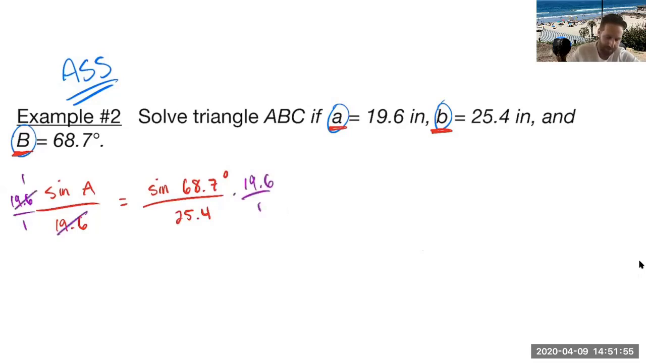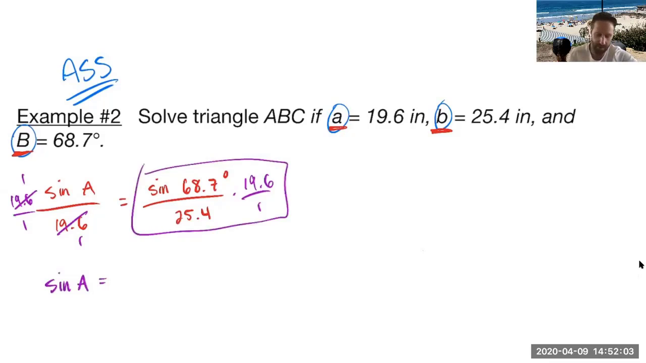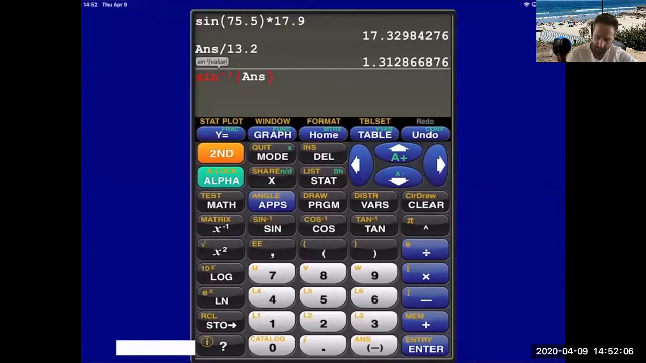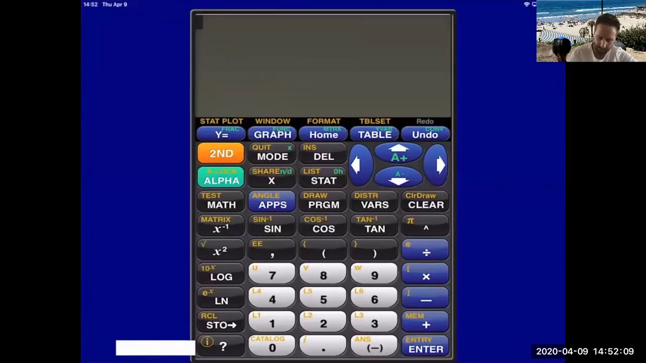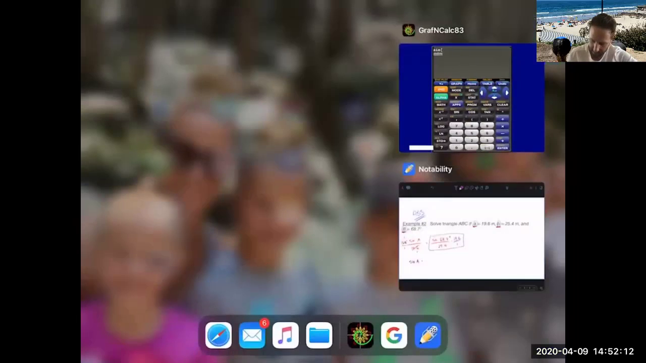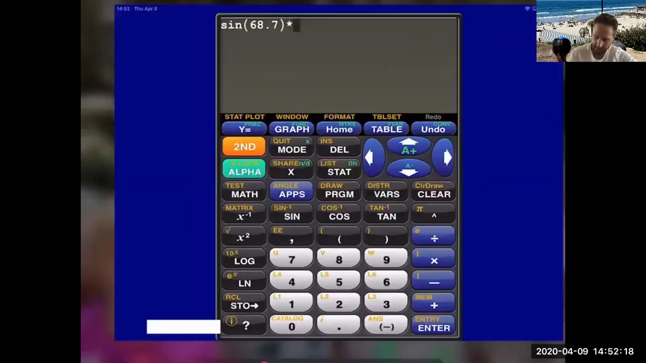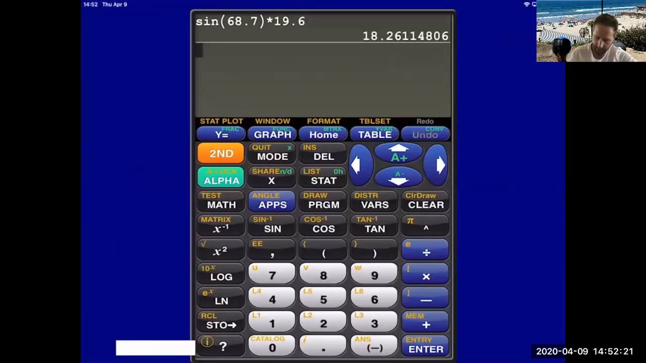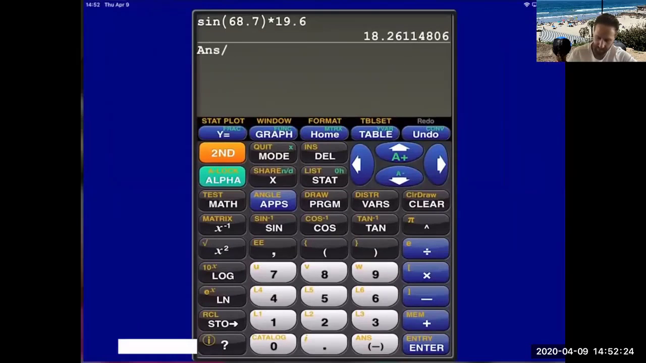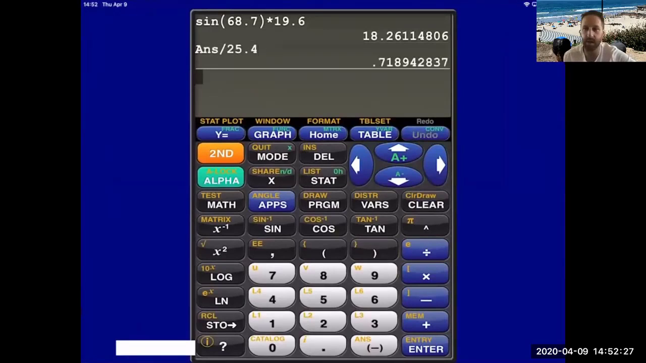By multiplying both sides by that 19.6, they will cancel out, and I'll get the sine of A is equal to whatever this big number is multiplied out. So again, I'll go to my trusty calculator and work this out. I'm going to start with the sine of 68.7, and I'm going to multiply that by the 19.6. Then we have to divide it by the 25.4. This time, notice we got a number that is less than 1, so a number between 1 and -1. We should get an angle. It doesn't look like a reference angle, but let's see how we do this.